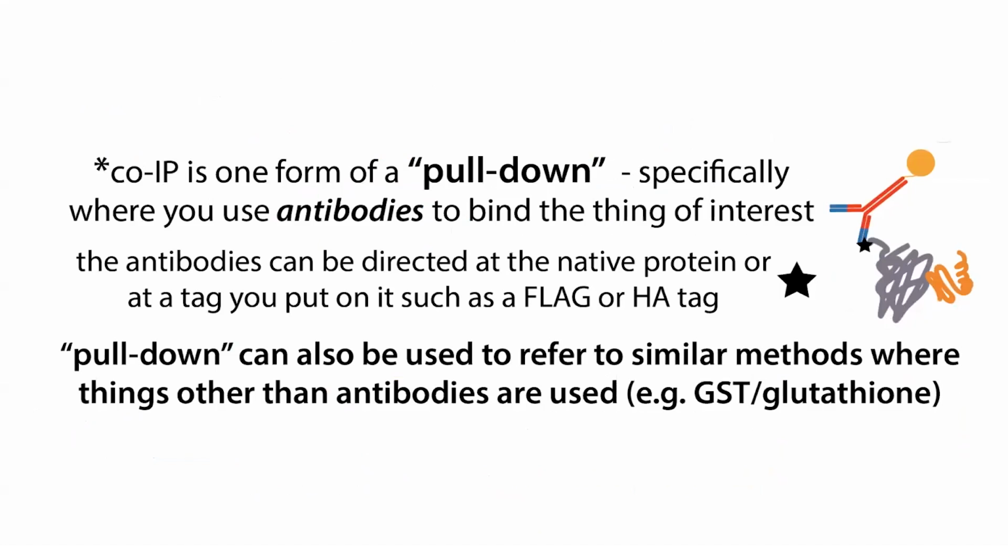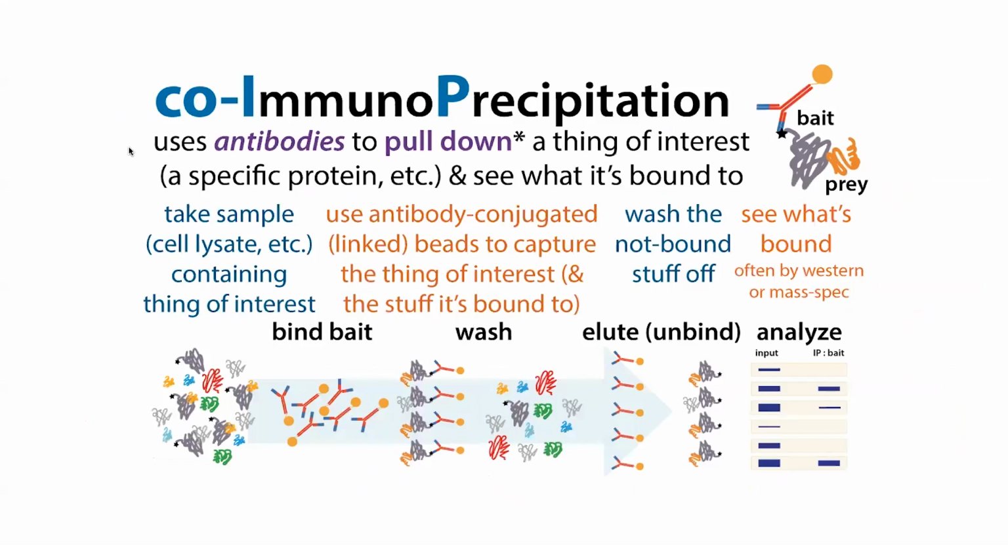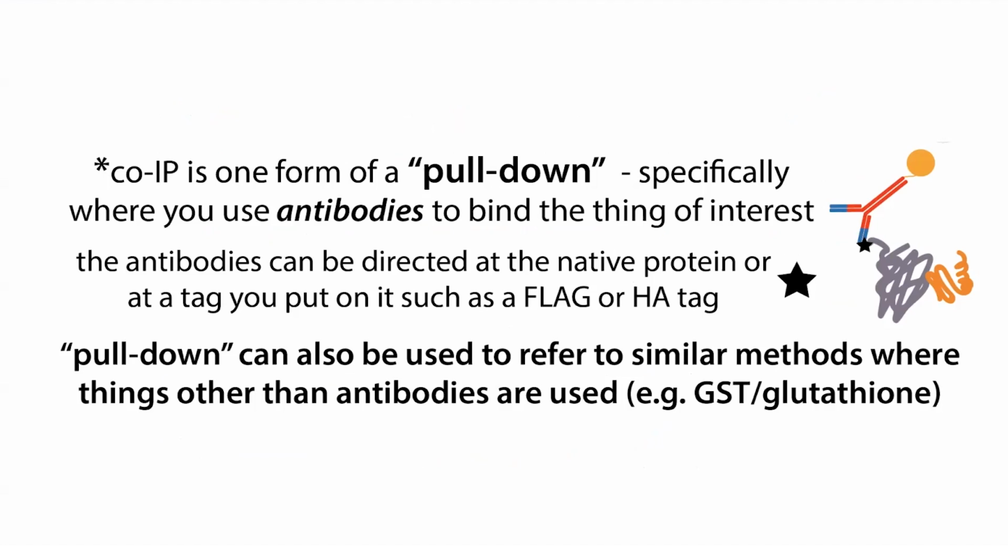But to review, with any of these pull-down assays, what you're doing is trying to capture a protein or some other molecule of interest, your bait, and then see what it's bound to, your prey. To do this, you typically use beads that are bound to something that can bind to your bait. In the case of a co-IP, this is an antibody that binds to your bait. But there are other forms where you can use things like a glutathione tag, or streptavidin and biotin. You just need a way to pull down your protein of interest and isolate it from everything else except the things it's bound to.